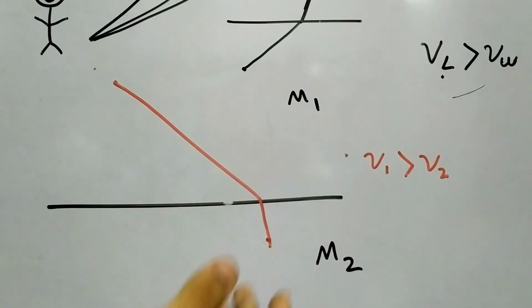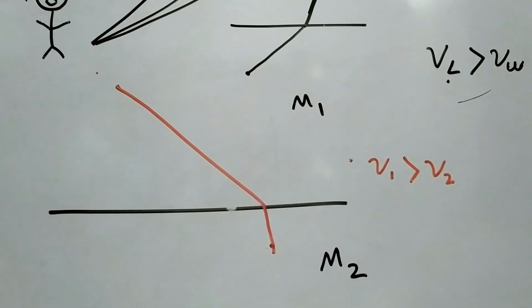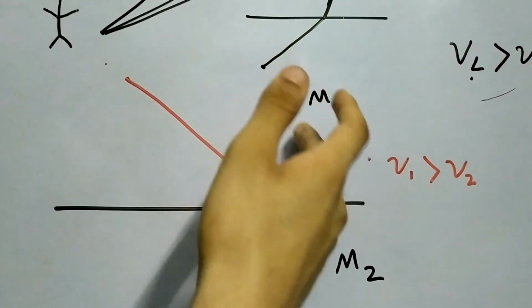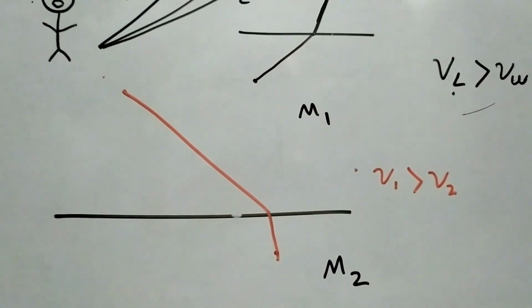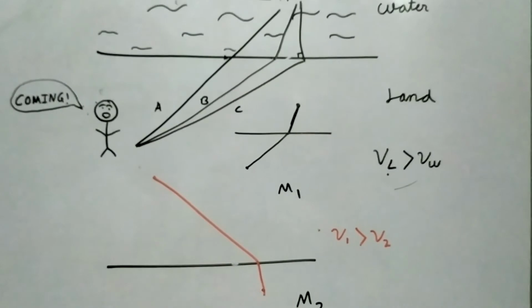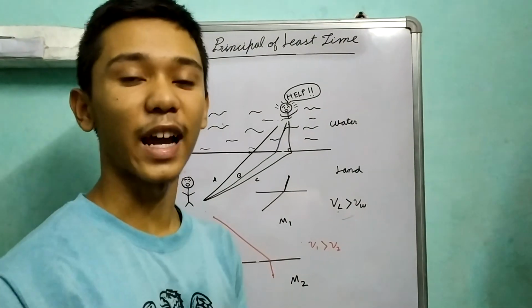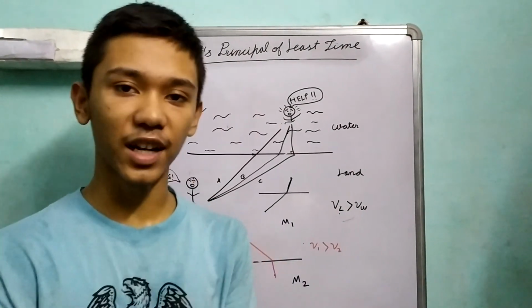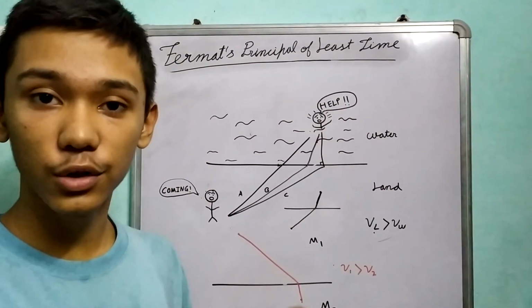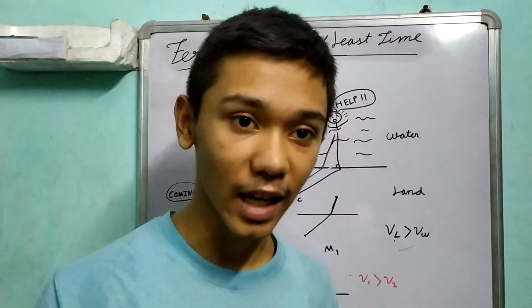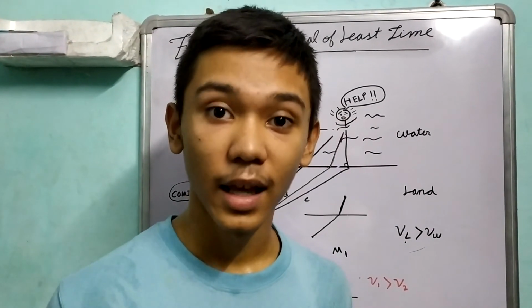Now, this is how you save a person, and this phenomenon of light bending when the mediums M1 and M2 in this case have different velocities is called refraction of light, and we'll study refraction in great detail after a few videos. Now, till now, I hope you have understood Fermat's principle of least time in a very simple manner, and see you next time.